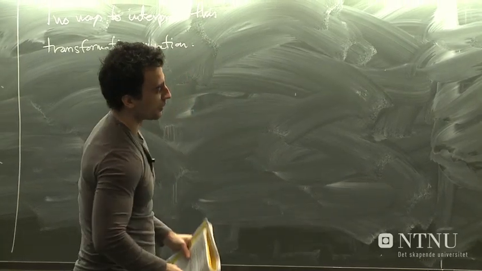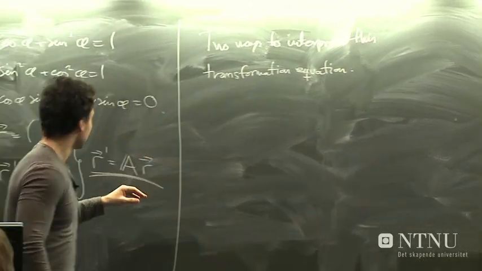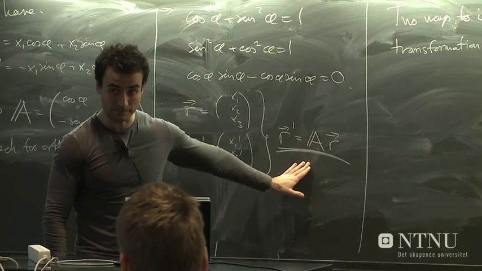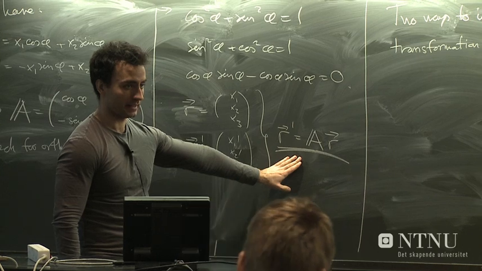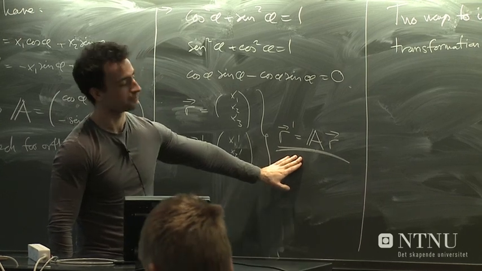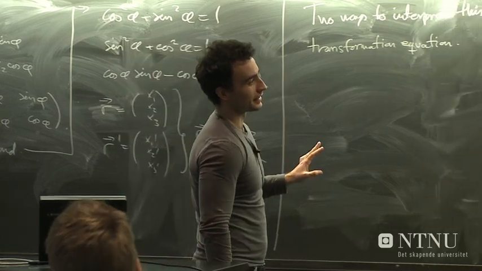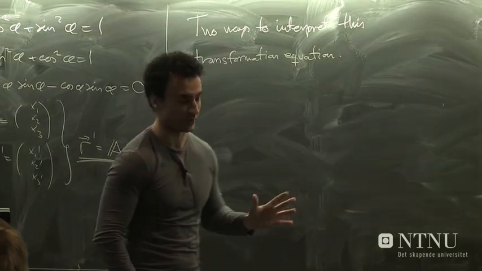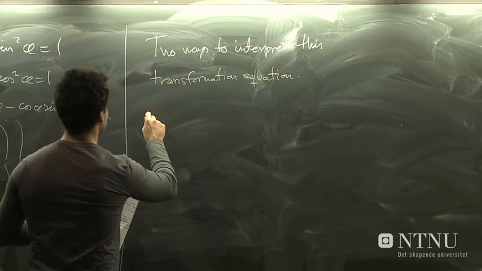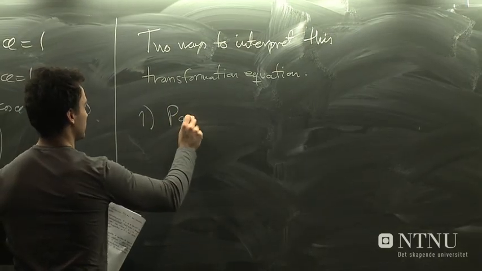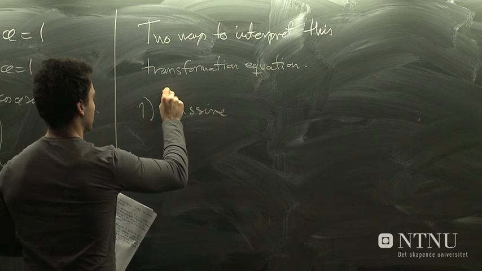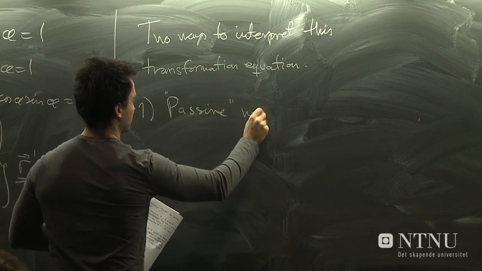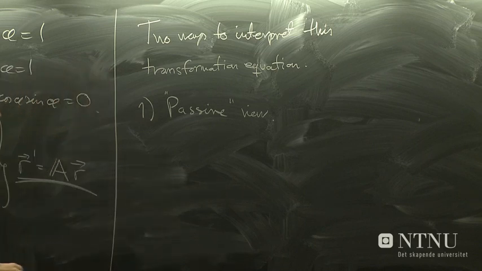As promised before the break, I said there are two ways we can view this equation, unfortunately, because there's a sign difference involved, which can be quite a headache. So let me show you. One way to consider this is a so-called passive view.